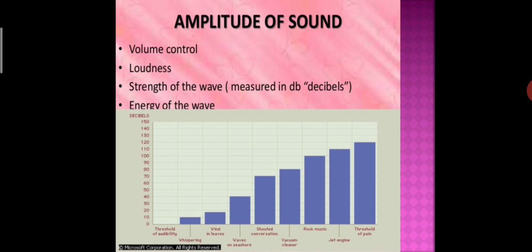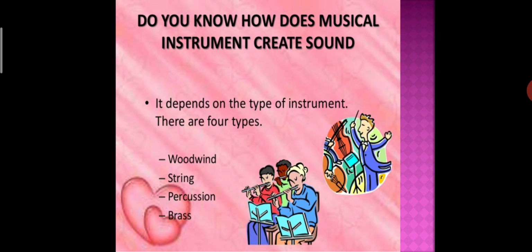The amplitude of a sound is also the maximum distance from its mean position. It relates to volume control, loudness, the strength of the wave measured in decibels, and the energy of the waves. This graphical representation shows the amplitude of sound. This is our whole graphical presentation.